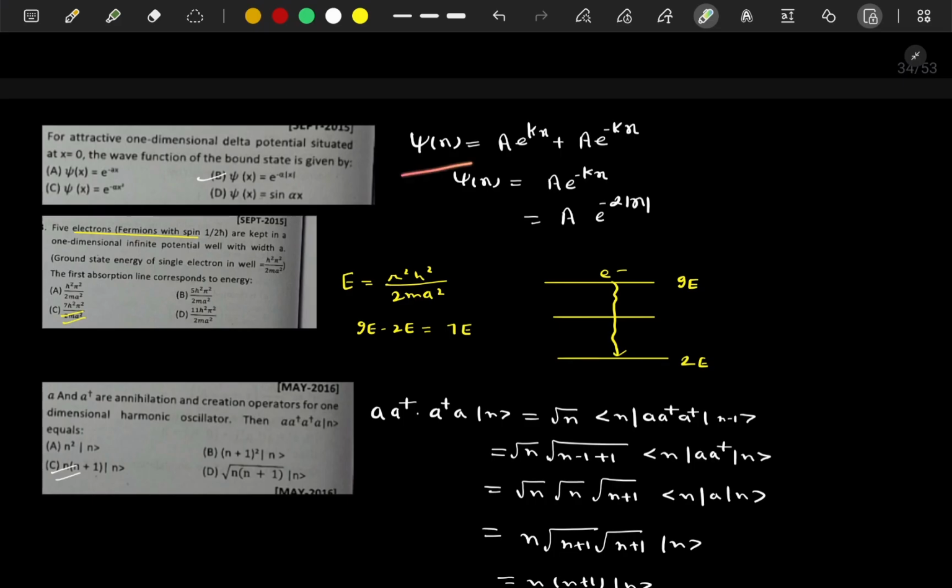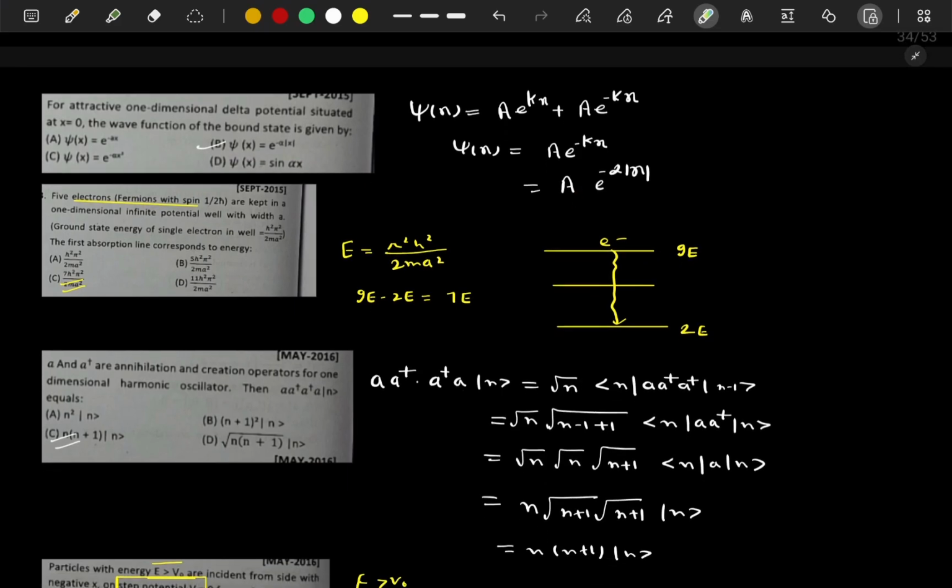Okay, for an attractive one dimensional delta potential situated at x equal to 0, the wave function of the bound state is given by, so this is the one dimensional potential situated at x equal to 0, so at x equal to 0 this will be 1, and if you put this e raised to power minus alpha x, take this bound state, it will lead to this. So the answer is A e raised to power minus alpha x, where A is the normalization constant of the wave function.